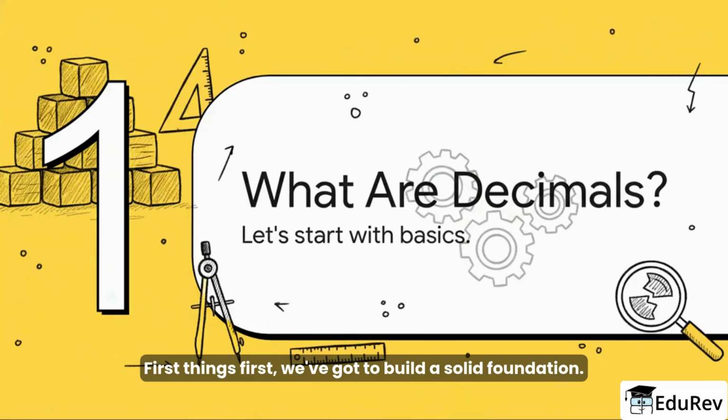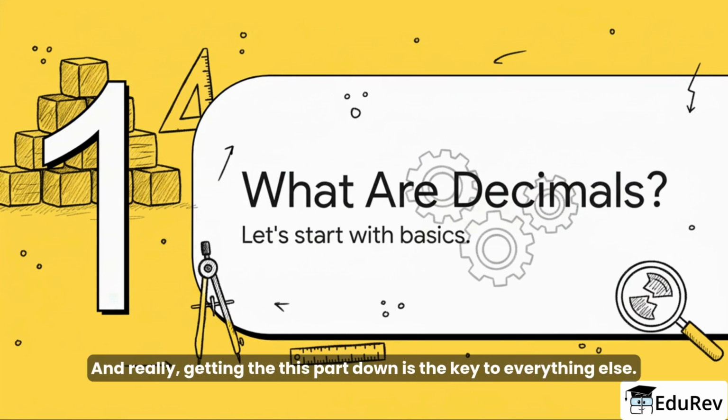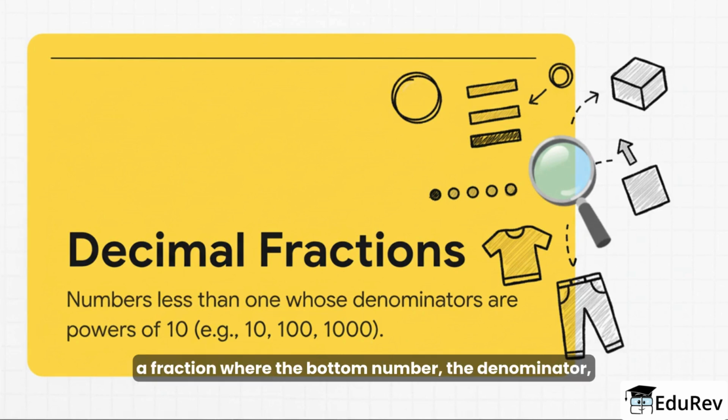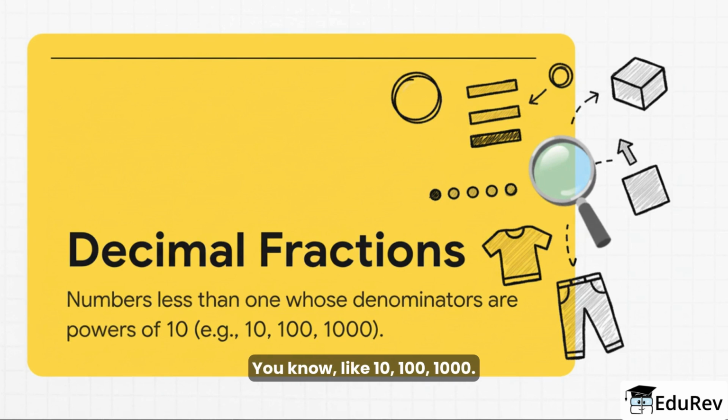First things first, we've got to build a solid foundation. So let's break down what a decimal fraction actually is. You'll see it's way simpler than it sounds, and really, getting this part down is the key to everything else. So here it is, the big secret. A decimal is just a fancy, shorthand way of writing a fraction. Specifically, a fraction where the bottom number, the denominator, is a power of 10. You know, like 10, 100, 1,000.